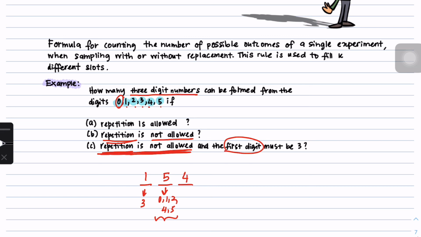We only have 4. Okay, so berapa pilihan number yang awak boleh buat is 1 multiply by 5 multiply by 4 is equal to 20 ways. Okay, so 20 cara untuk awak susun number 3 digit. Dekat depan dia mesti 3 dan repetition is not allowed. So this is how you want to apply MN rule to find the possible outcome for a broad range of experiments.